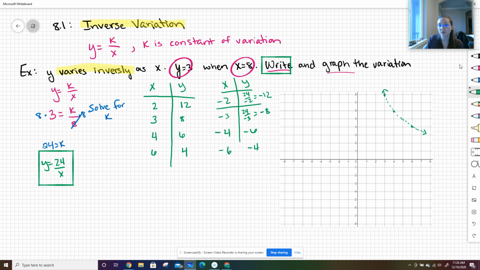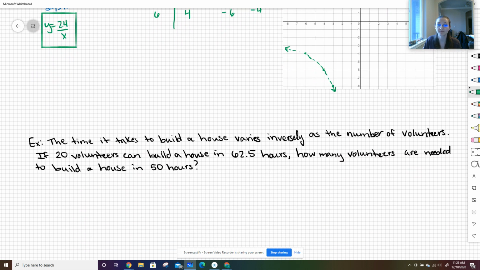Which means I'm going to have these points over here also. I'm going to have negative 3, negative 8, negative 4, negative 6, and negative 6, negative 4. So I've got another curve down here. So there's what my graph and my function look like, my variation.